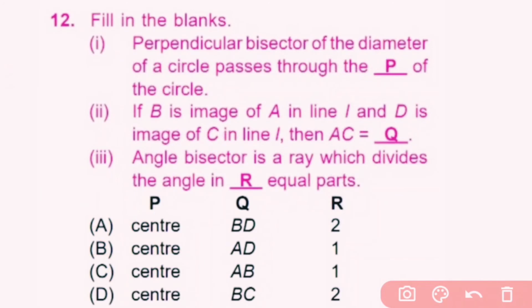Question number 12, fill in the blanks. Option 1, perpendicular bisector of a diameter of a circle passes through the P of the circle. Diameter midpoint is center, so P is center.